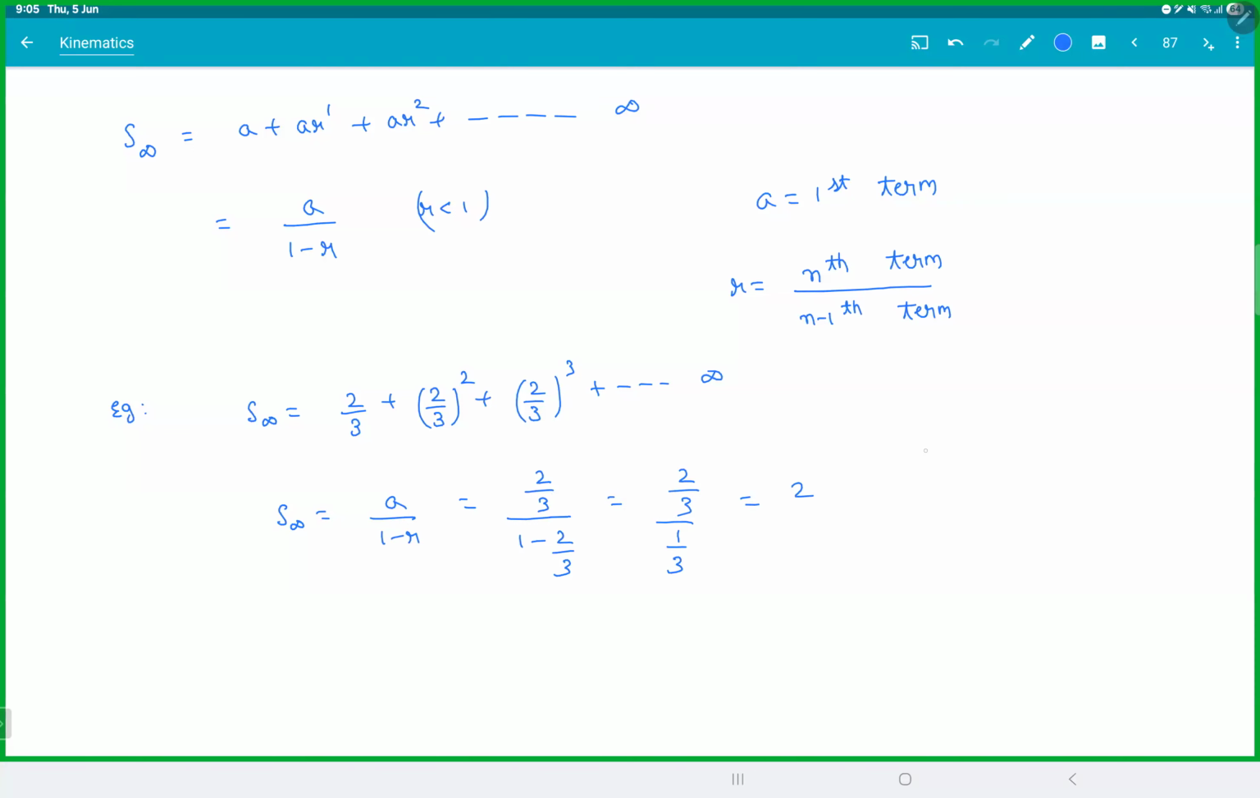In case you forgot this, you should refer to the basic maths notes. We have done this. There, this is your formula. You can just remember this in case you don't know about it: a by 1 minus r. All clear with this? Let's see a question.